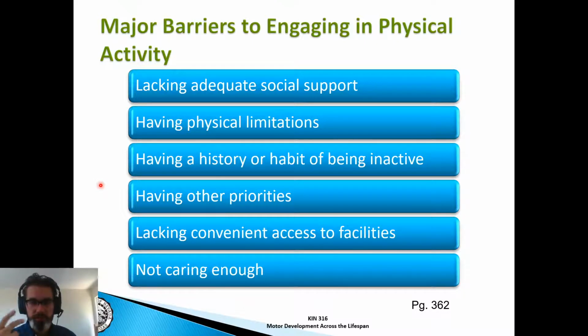Having other priorities. Perhaps I prefer to travel and drink and not have to worry about having to exercise and eat vegetables and all that icky stuff. And lacking convenient access to facilities. Certainly, certain facilities are going to be much more geared toward a younger audience than others. So the type of facility and then just being able to reach that facility is going to be important.